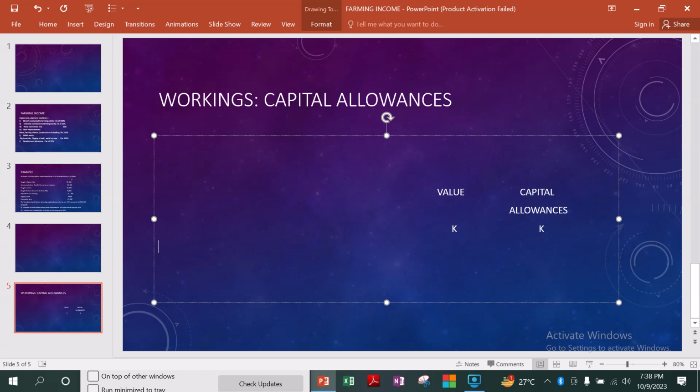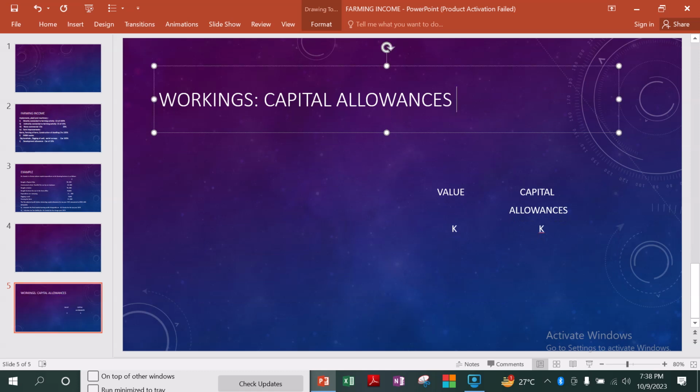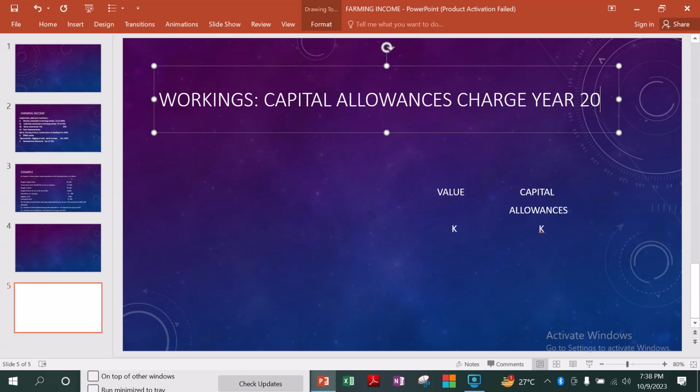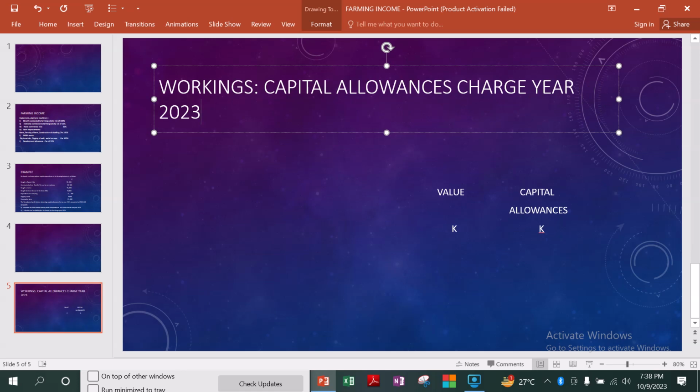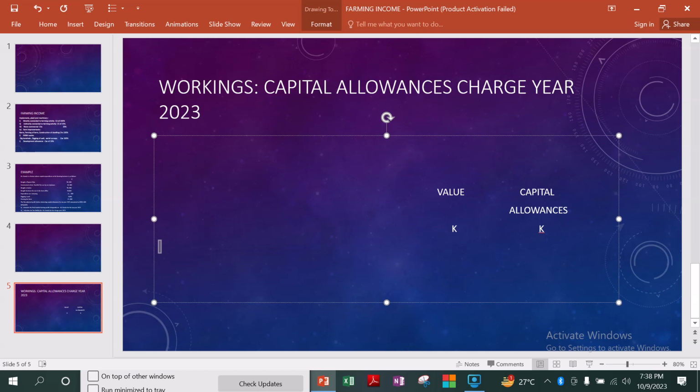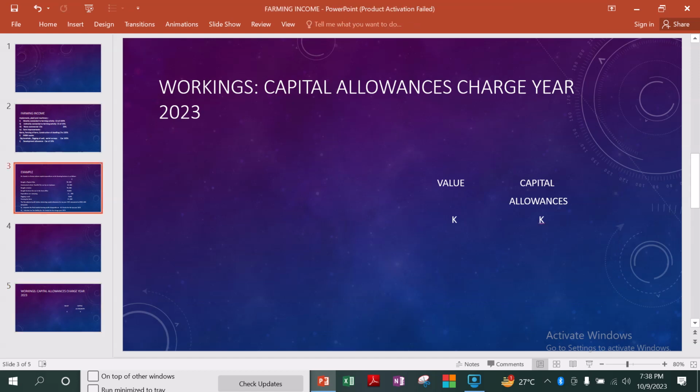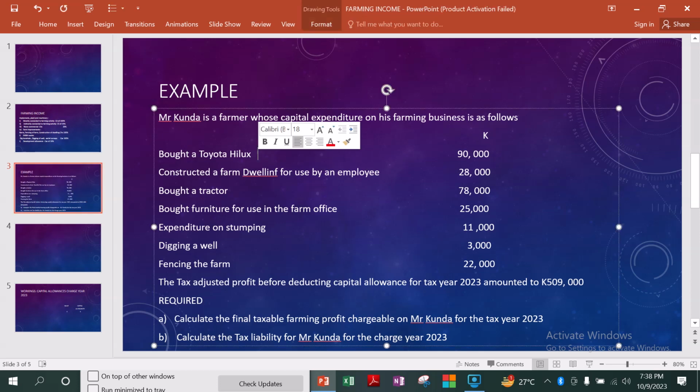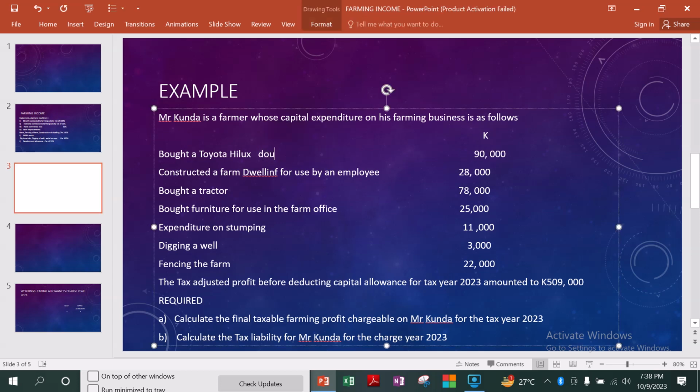Okay, fine. So these are capital allowances for charge year 2023. That's what we are working on. We are working on capital allowances for charge year 2023. So the first thing we look at is we find that there is a Toyota Hilux double cab. It's a double cab. Toyota Hilux double cab.